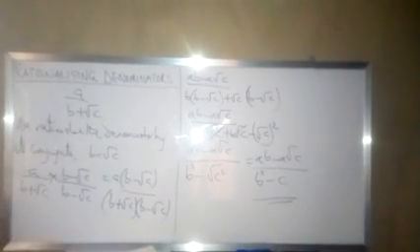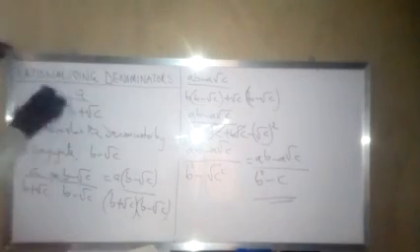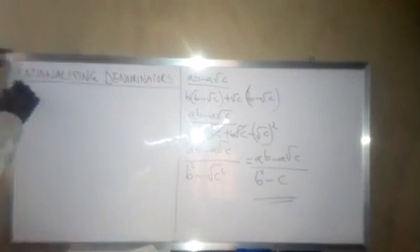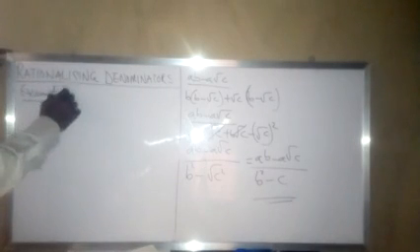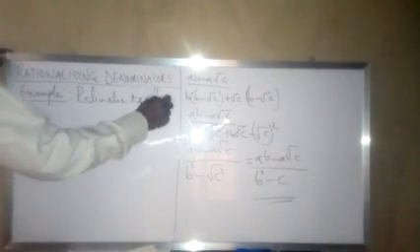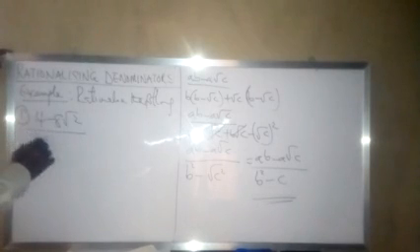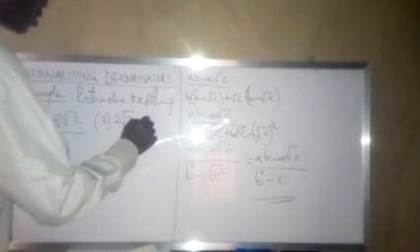Now let's look at examples. Rationalize the following. The first one we have 4 minus 8 root 2 all over 1 plus root 2, and the second one is 2 root 3 minus 3 root 7 all over 2 root 3 plus 3 root 7.